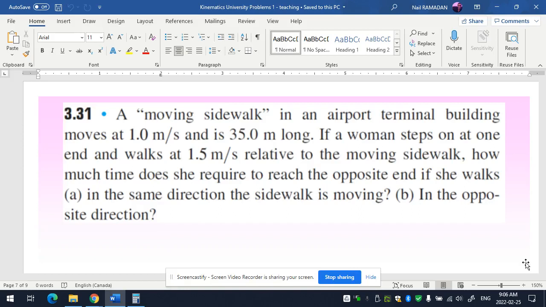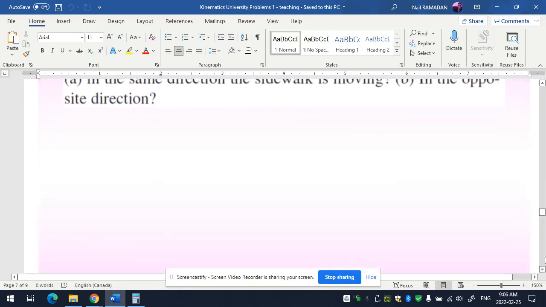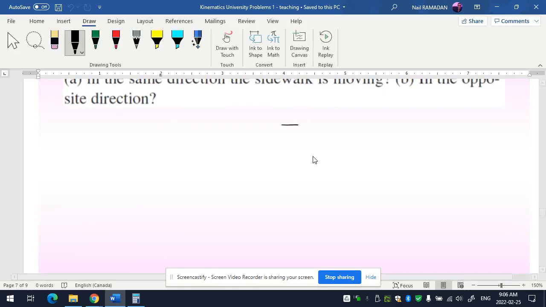How much time does she require to reach the opposite end if she walks in the same direction or the opposite direction? Okay? All right. So let's sketch a quick diagram first. Do you have one slide with it? Yes, okay. So everyone, let's sketch a diagram like this.